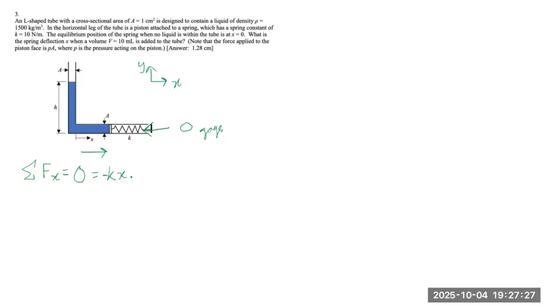This pressure force is given by the pressure P times the area, which is the cross-sectional area of this piston. And why is pressure times area a force? It's because pressure is equal to force divided by area. Rearranging, pressure times area is equal to force. And all this is equal to 0 because this is in static equilibrium.